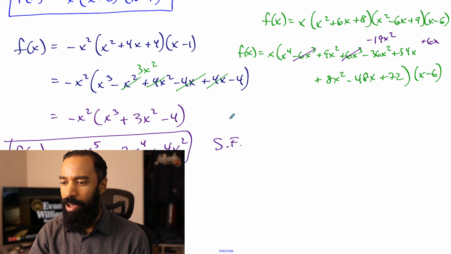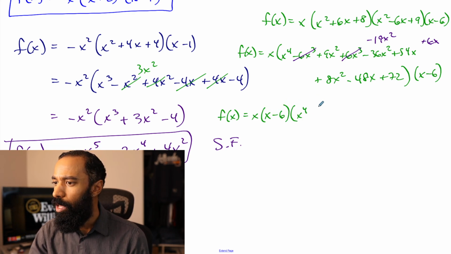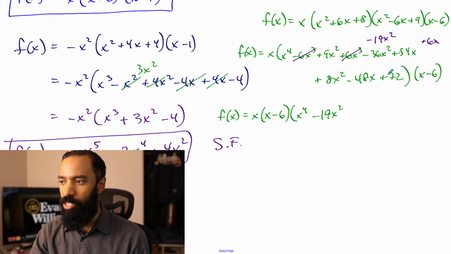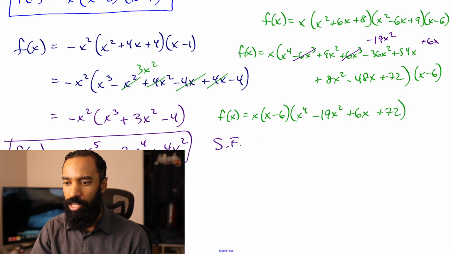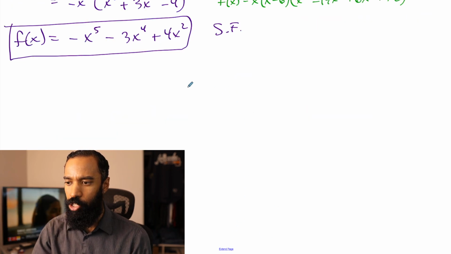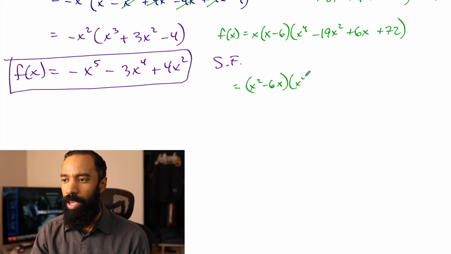So we should have, if I didn't mess anything up there, x times, I'm going to write the x minus 6 next, x minus 6 times x to the 4th, no x cubes, minus 19x squared, that's good, one less term, plus 6x plus 72. Now we've got to do the x minus 6. You know what, I'll go and do the x squared right now. It doesn't change really anything there. It's going to be x squared minus 6x times blah, blah, blah. All right, here we go.